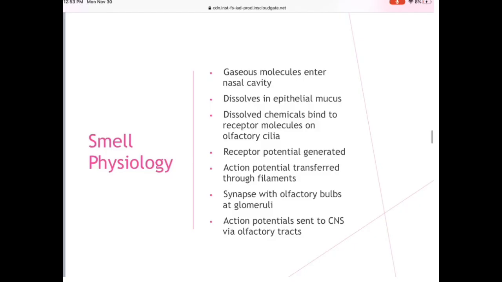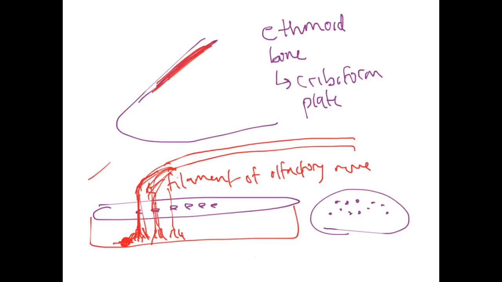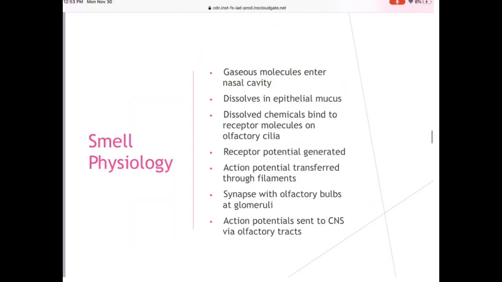So let's do some physiology. Okay, so for smell physiology, gaseous molecules enter the nasal cavity. That'd be up through here. And I guess I'll just draw this again. If this is my nose, gaseous molecules are going to enter the nasal cavity, and in the roof of our nasal cavity, we have that mucus layer, and these gaseous molecules or chemicals are going to dissolve in our epithelial mucus. So here's a little bit of mucus, and we're going to get our chemical to dissolve in there.